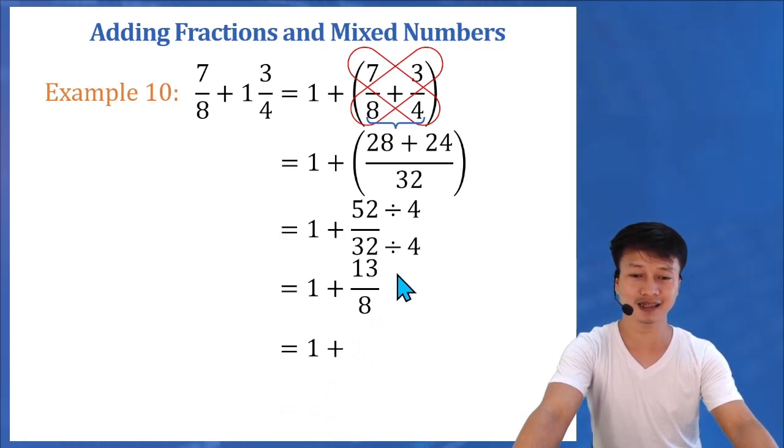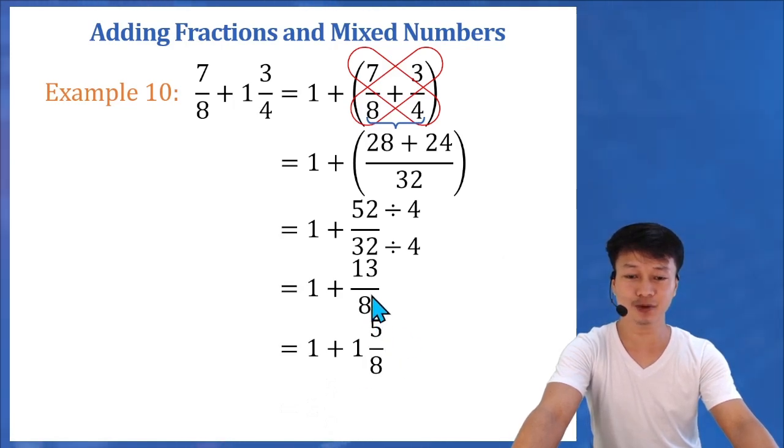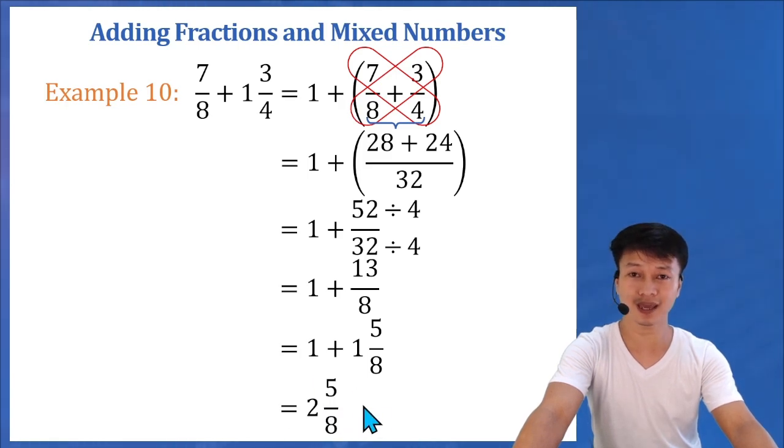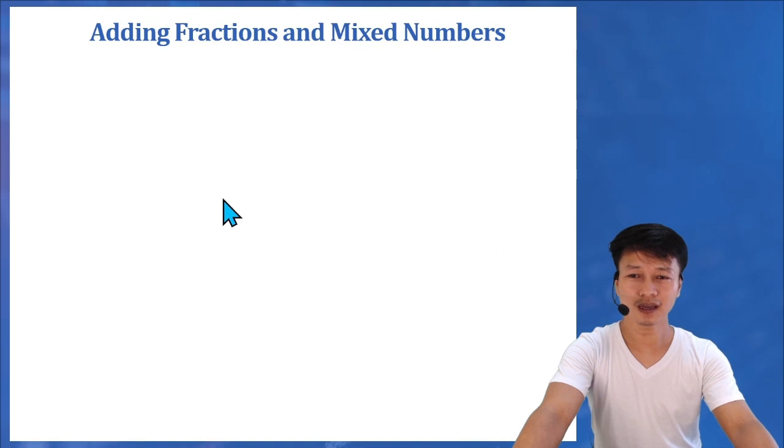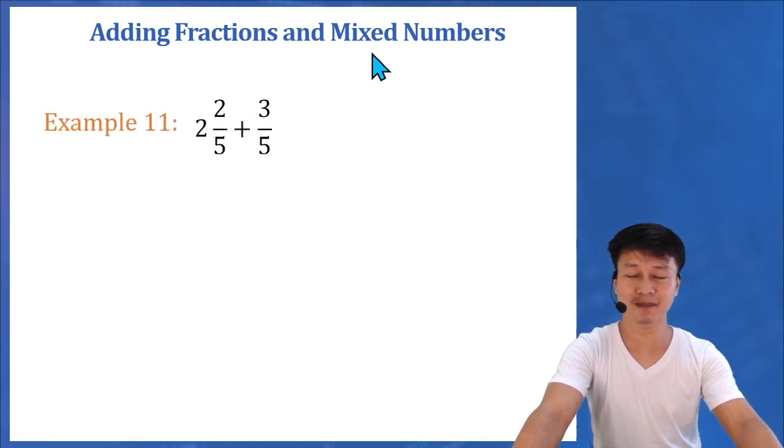So tanungin ulit natin sarili natin, ilang 8 meron sa 13? Of course, 1 lang. Okay? And then 1 times 8 is 8. Ilan na lang kulang para maging 13? Siyempre, 5 na lang. So 5 is the numerator of the fraction part over the denominator, the same with our given improper fraction. So that is 1 and 5/8. This time, we can now add whole number plus the fraction. So 1 plus 1 gives us 2, then 5/8. So the final answer is 2 and 5/8. That's it.